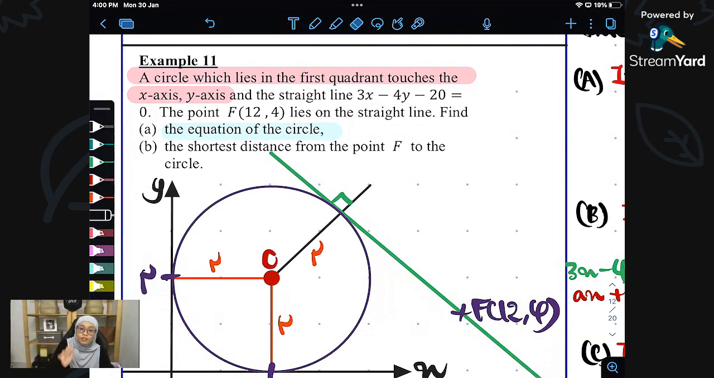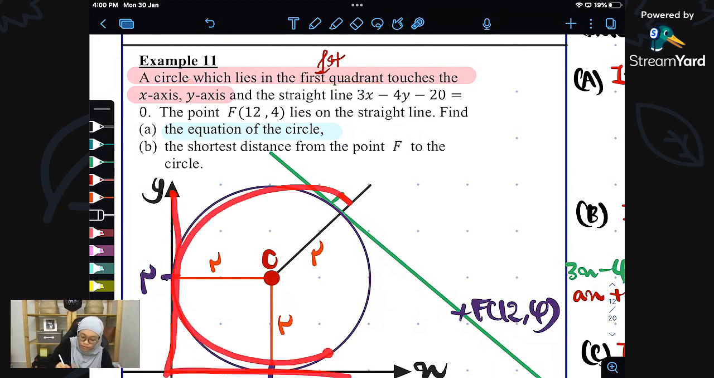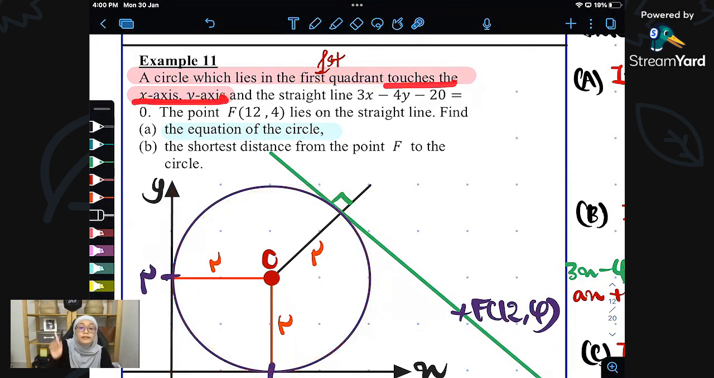So basically, first thing first, get the first info here. This is your first info. The first info said that the circle lies in the first quadrant. That's why I put it in here in the first quadrant. And then they say it touches. The circle touches the x-axis and the y-axis.